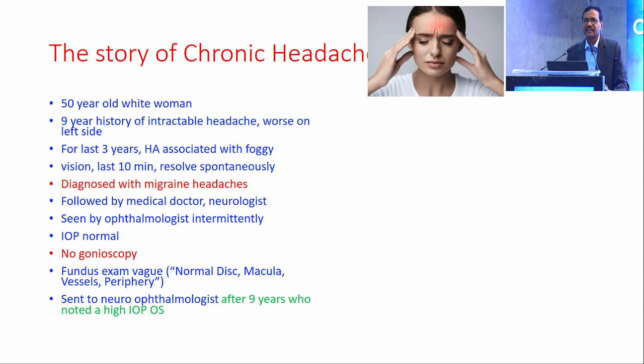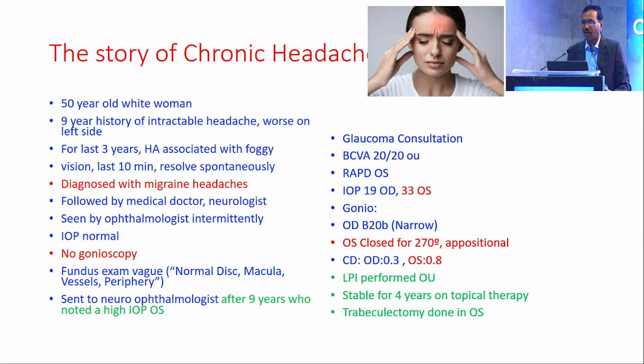In some cases, chronic headaches are treated by neurophysicians, thinking that it is a case of migraine. But after 10 years, these cases are referred to the ophthalmologist. By doing a simple gonioscopic examination, they are labeled as primary angle closure glaucoma. This is already late.